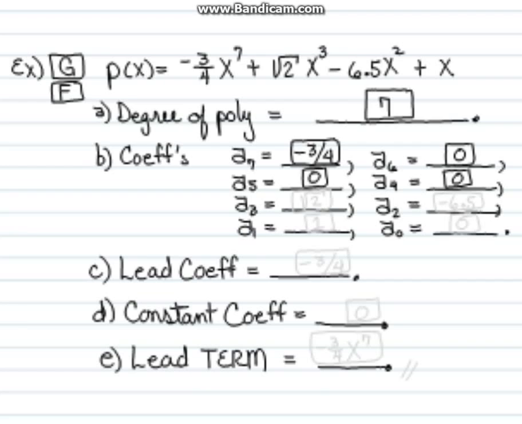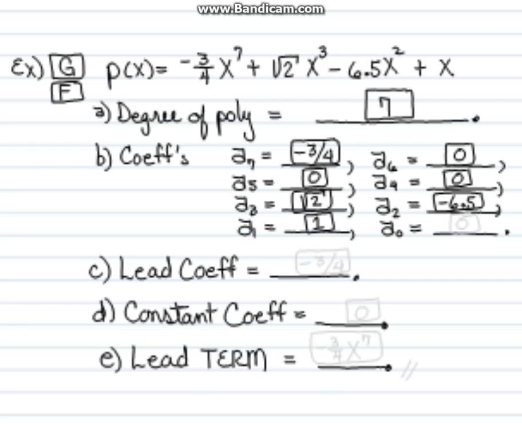How about a sub 3? That's going to be the coefficient of x to the 3rd. Do you see a number multiplying x to the 3rd? Of course, it's the square root of 2. So the coefficient for the x to the 3rd power, a sub 3, is equal to the square root of 2. Okay, a sub 2 is the coefficient multiplying x to the 2nd power. What is that value? Negative 6.5. A sub 1 is the number multiplying x to the 1st power. Do you see x to the 1st power at the end? What's multiplying it? Positive 1 is multiplying it.